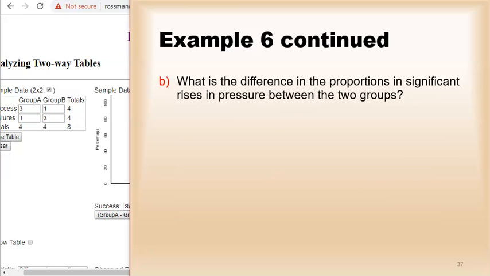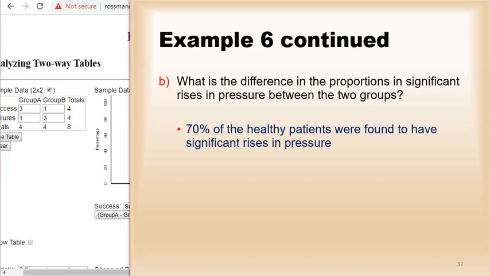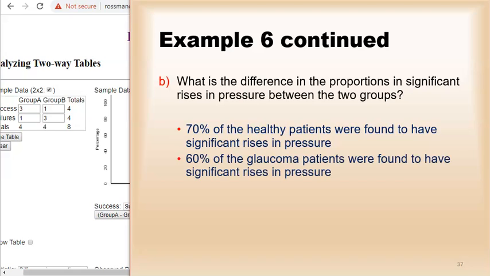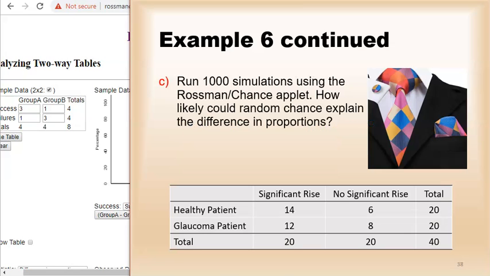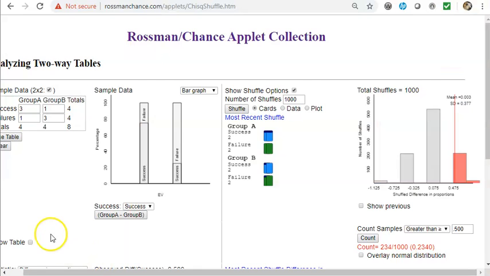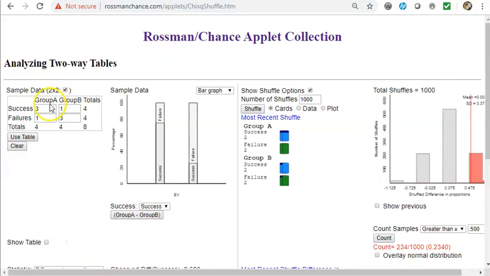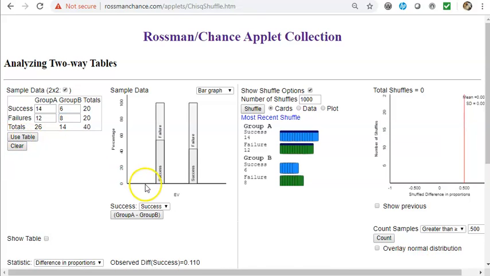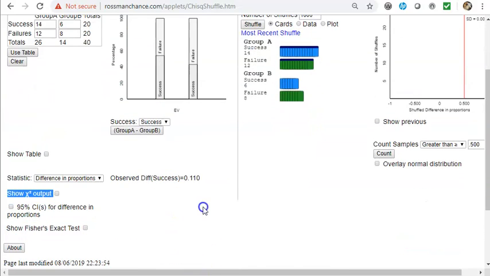Right, anyway, what is the difference in the proportions in the significant rises in pressure between the two groups? Well, 70% of healthy patients were found to have a significant rise in pressure. 60% of glaucoma patients were found to have a significant rise in pressure. So the difference in proportions is 10%. Finally, if I run 1,000 simulations, go to Rossman Chance, and I'll enter the original results, which were 14, 6, 12, 8. Use the table, and see the observed difference is 11%.